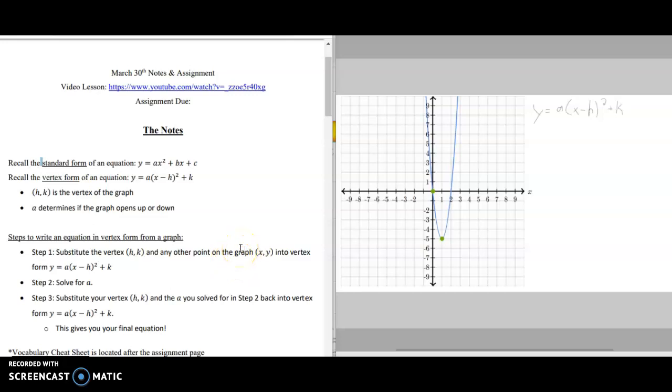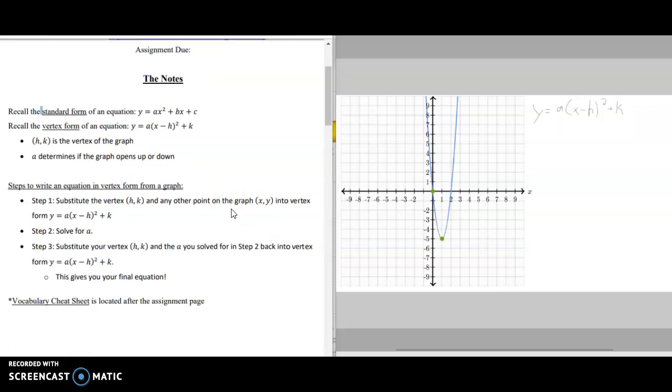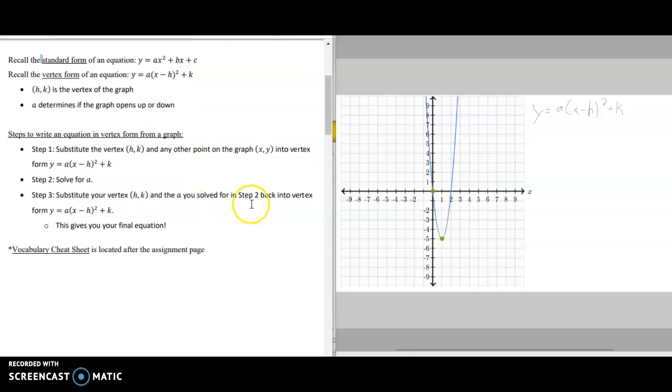This is a video to help us with one more example for your homework for March 30th, writing in vertex form whenever you're given a graph. Alright, so I have the notes over here so you can follow along with the steps as we go. For your homework, you're going to be given a couple different graphs. You're then going to need to write those graphs in vertex form.